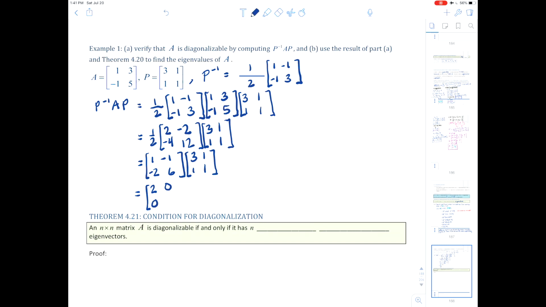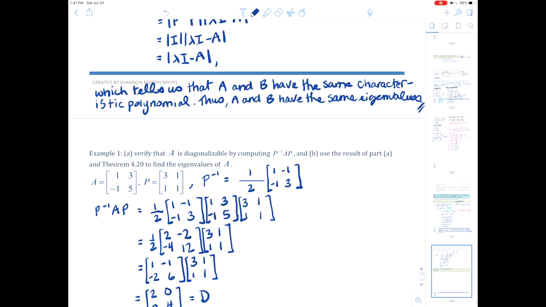And then -2 plus 6 is 4. Cool, cool? So that is a diagonal matrix. Let's call it D. So what did this theorem say?